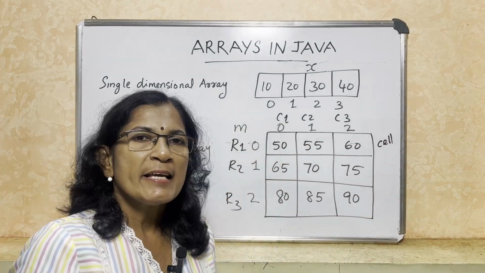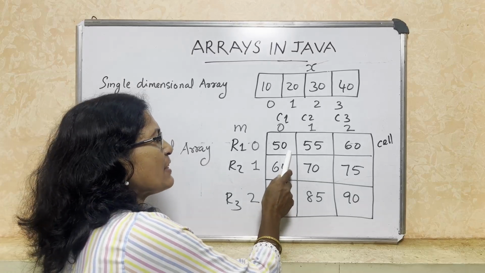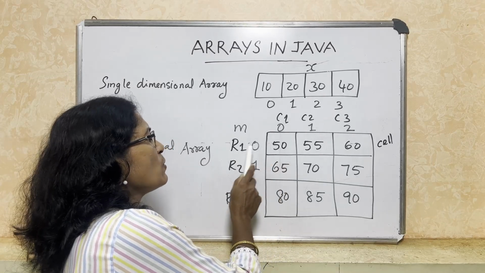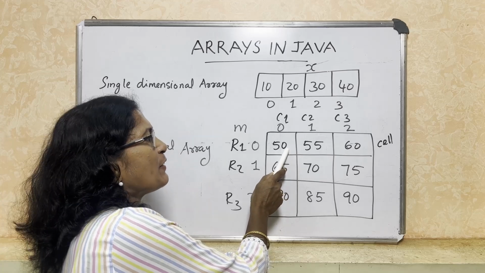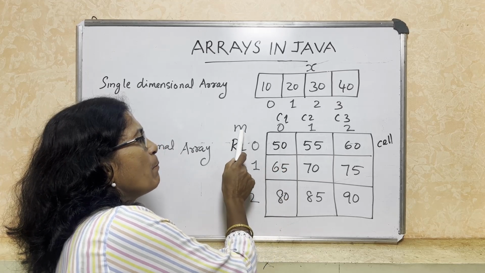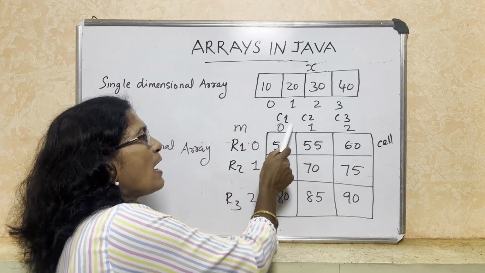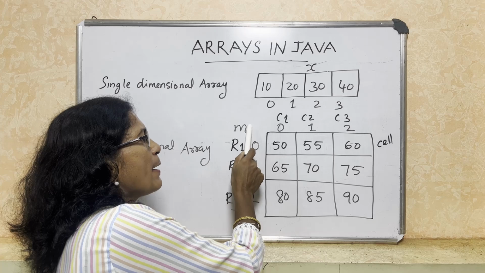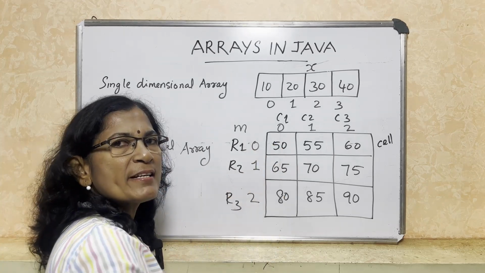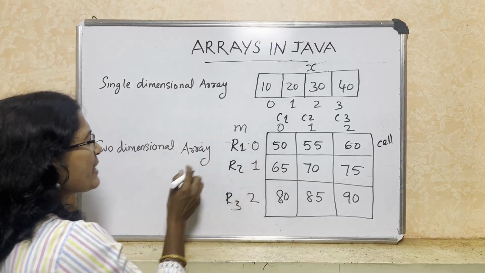So here each cell can hold data in it, and each cell is uniquely identified with a row number and column number. The first cell is identified with the row number and column number m of 0, 0. The first cell is in the first row and first column. So m of row number, column number. M of 0, 0 means that is the first data of the two-dimensional array named m.